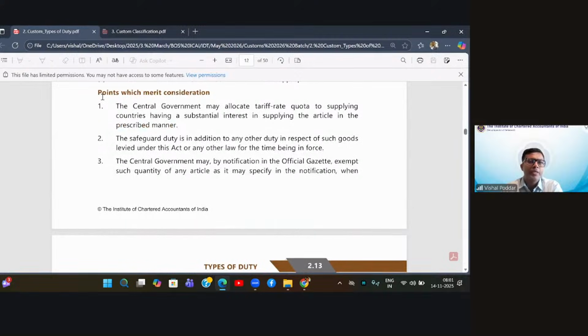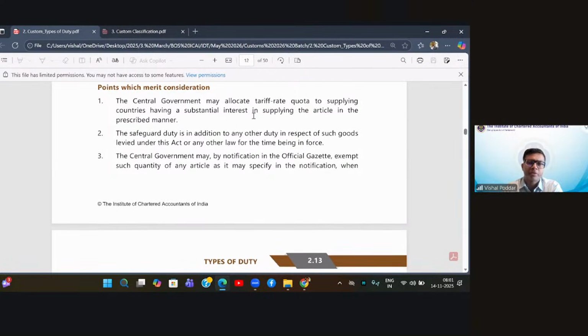Now, what are the points that you should consider? The central government may allocate tariff rate quota to supplying countries having a substantial interest in supplying the article, in the prescribed manner. So in this, a particular rate will be given up to a particular quantity. This is for regulating, so that we are allowing the goods also, but not in increased quantity. That is what is quota.